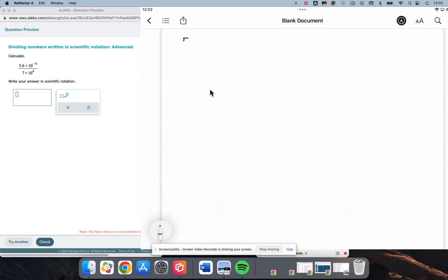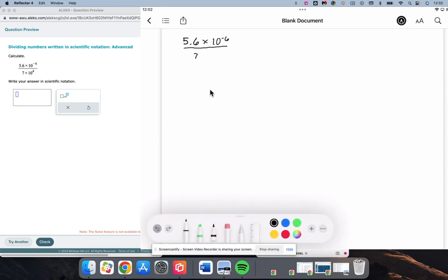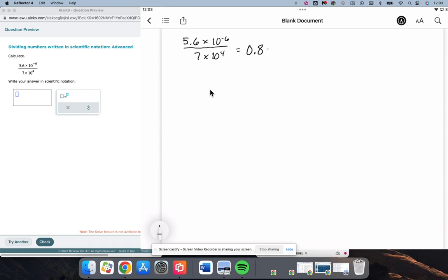So with that, we will have 5.6 times 10 to the negative 6 over 7 times 10 to the fourth. And so 5.6 divided by 7 is 8. No, 0.8. And negative 6 minus 4 is going to be negative 10.